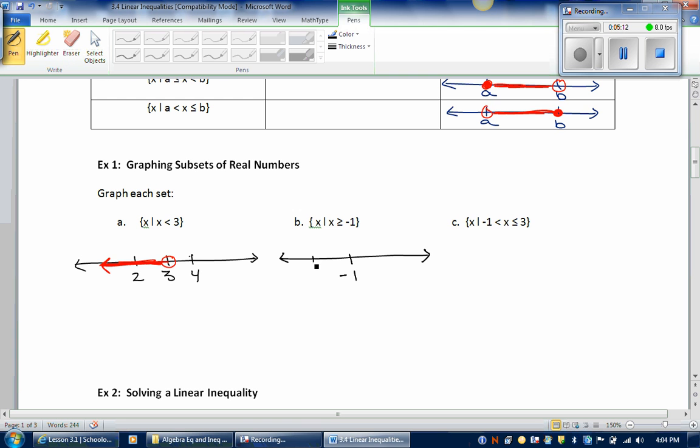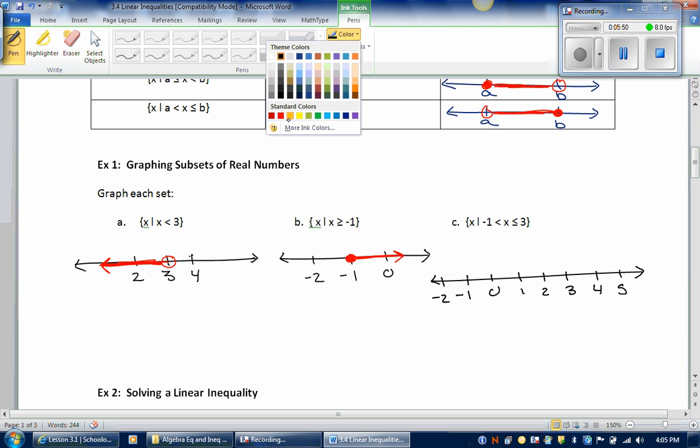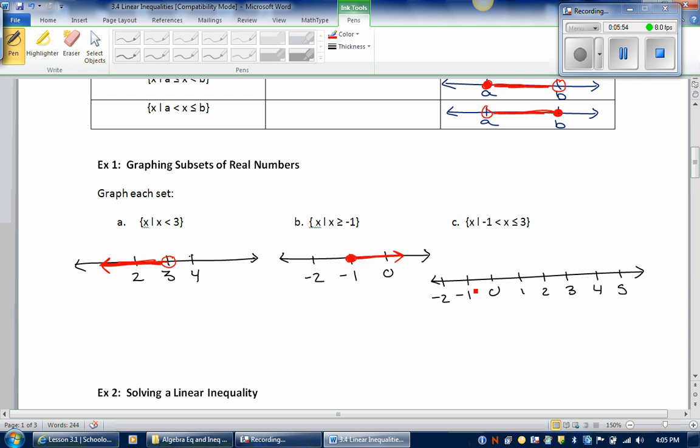So again, there's -1. I want 1 on either side. -2, 0. Greater than or equal to -1. So now that's going to be closed. And since it's greater than, you're shading to the right. Okay, so -1 to 3. So I know I have to have those both in there. So I need to make sure I include enough information. So I went from -2 to 5 just to give me plenty of values. Greater than -1, so open on -1. Less than or equal to 3, closed. And that's going to be everything in between.